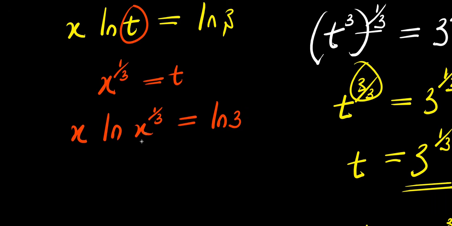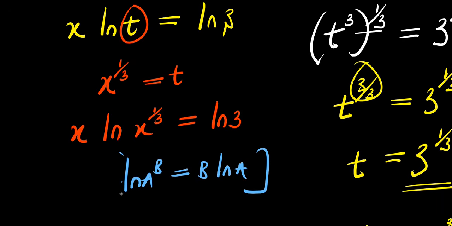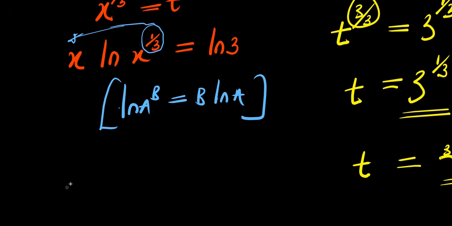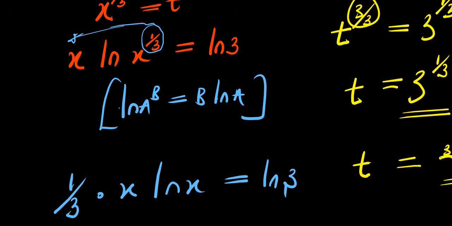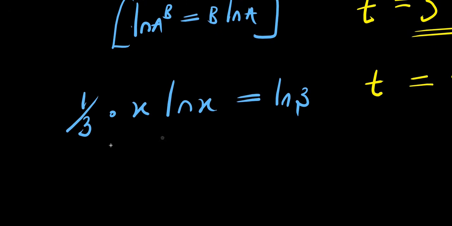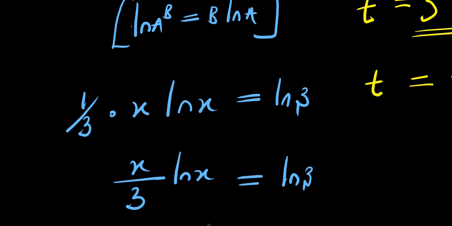So remember the property of logarithm again. If you have natural log of a power b, this equals b times natural log of a. So the 1 over 3 here will come behind this. So what you are going to have will be 1 over 3 times x times natural log of x equals natural log of 3. So you multiply this out. 1 over 3 times x, this is x over 3 times natural log of x equals natural log of 3.